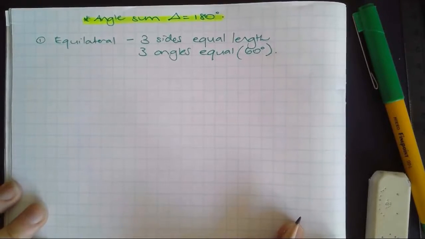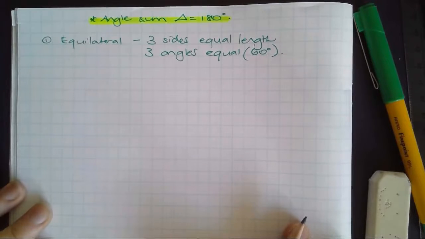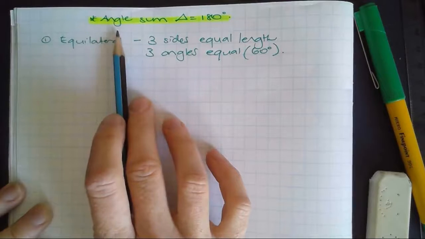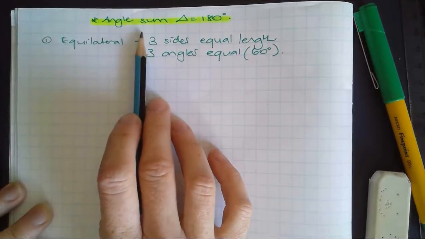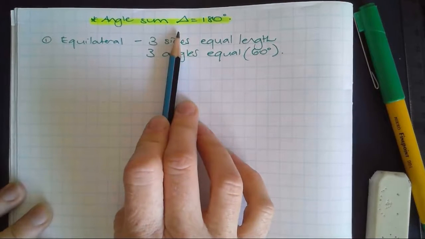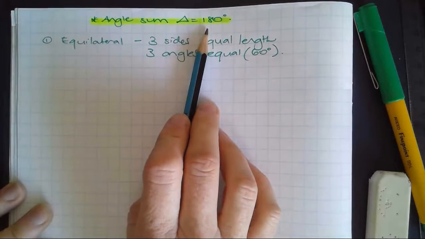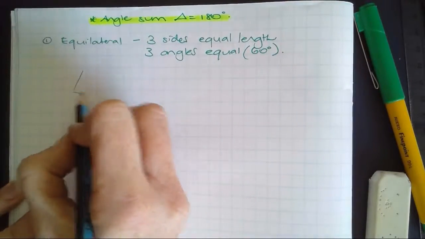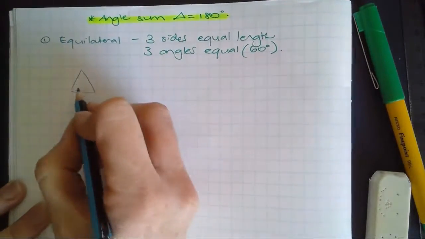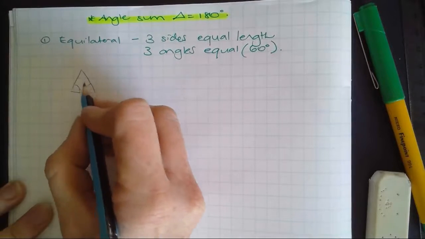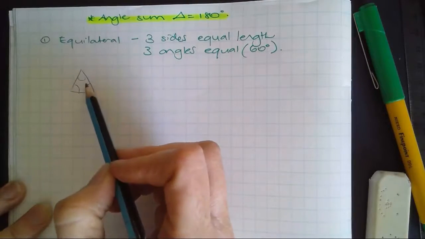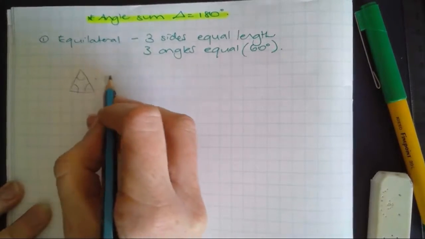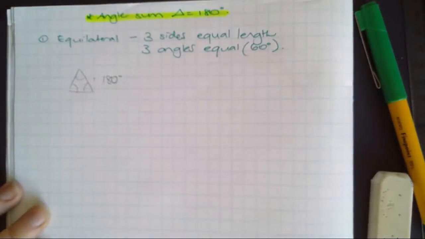All right, so the first thing to always remember when you're thinking about triangles is this really important fact up here, okay? The angle sum of all triangles, no matter what kind of triangle they are, will always equal 180 degrees. What that actually means is, if you were to draw a triangle and measure each of the three internal angles inside, they would always equal 180 degrees, okay?